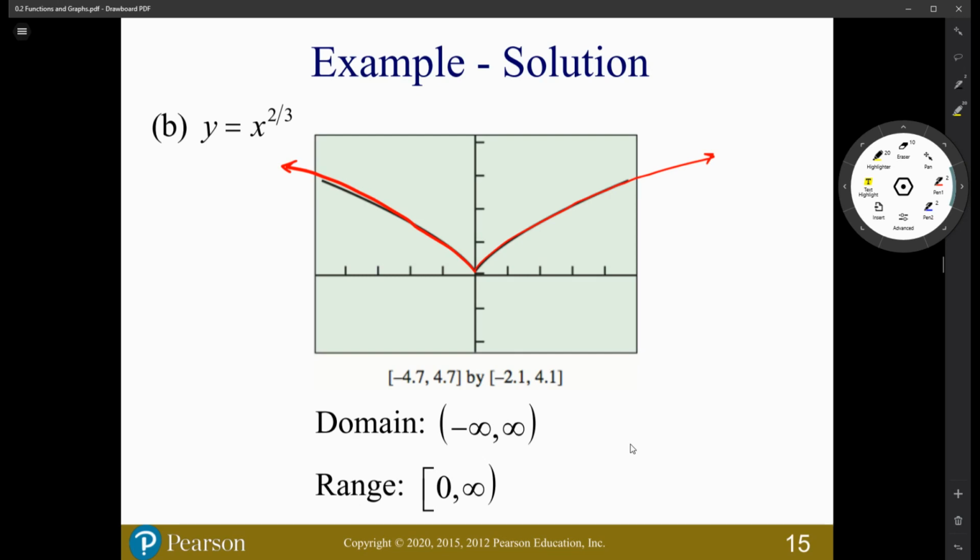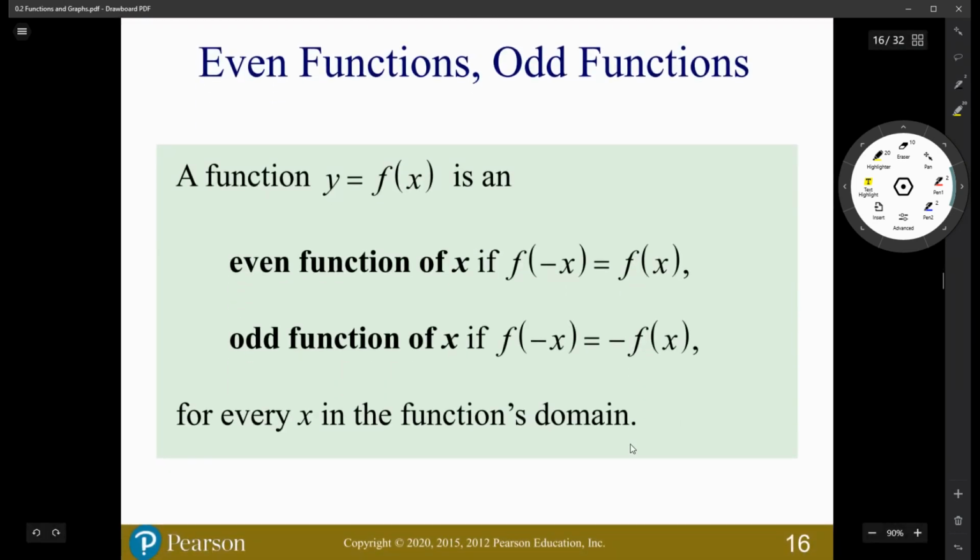The range is closed on its left side. It starts at 0, but then it goes on forever towards positive infinity on the y-axis as well. So closed 0 to open infinity. All right. Even and odd functions.